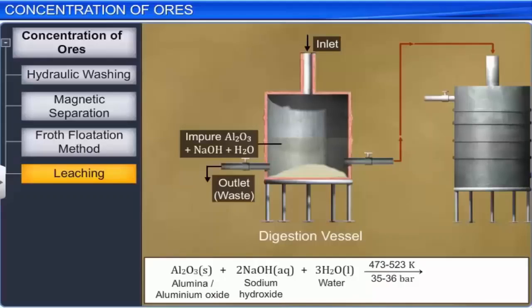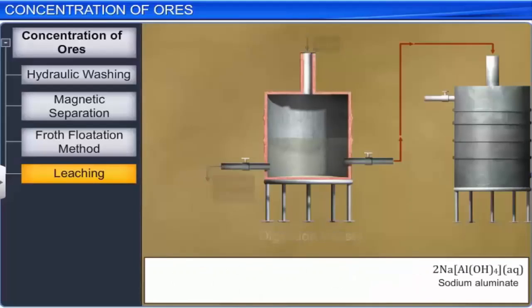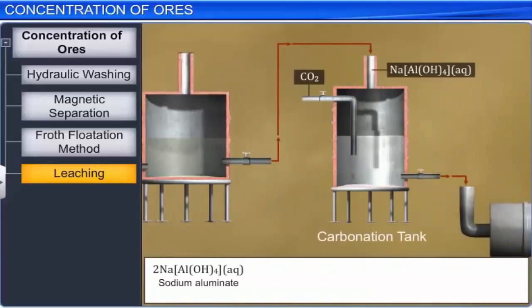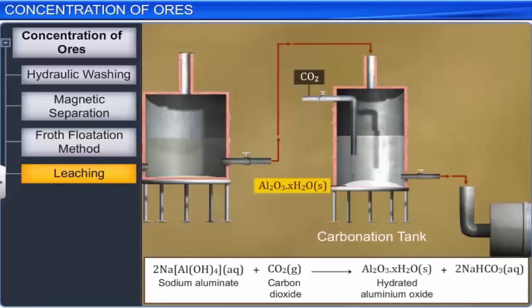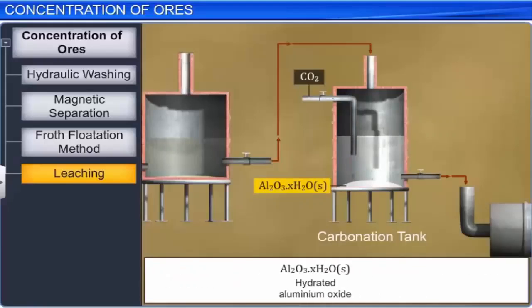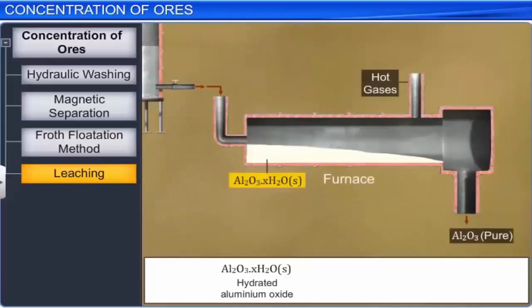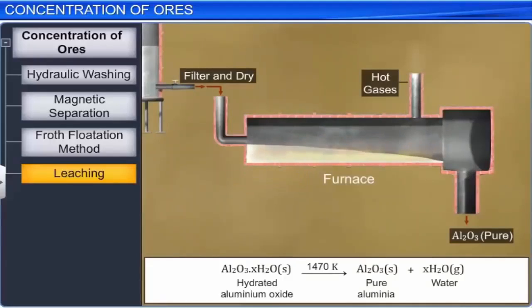When the ore is dissolved in concentrated sodium hydroxide, the aluminium oxide reacts with sodium hydroxide and forms soluble sodium aluminate. The aluminate solution is neutralized by passing carbon dioxide gas. This precipitates hydrated aluminium oxide. The hydrated alumina is filtered, dried and heated to 1470 Kelvin to give pure alumina, that is, aluminium oxide.